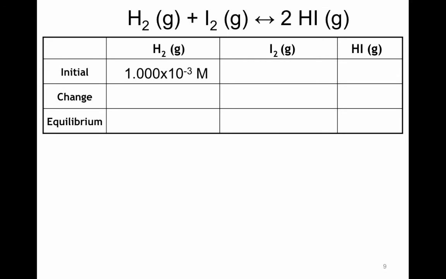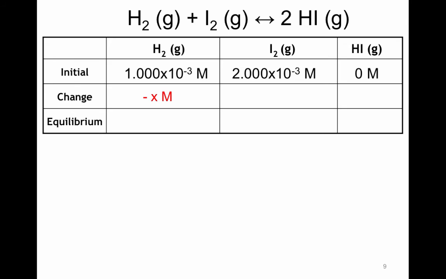So hopefully you found that the concentration of hydrogen is 1 times 10 to the negative 3 molar, and let's pay attention to sig figs also. Iodine is 2 times 10 to the negative 3 molar, and the concentration of HI was 0. It didn't tell me anything about that, so we'll assume it's 0.